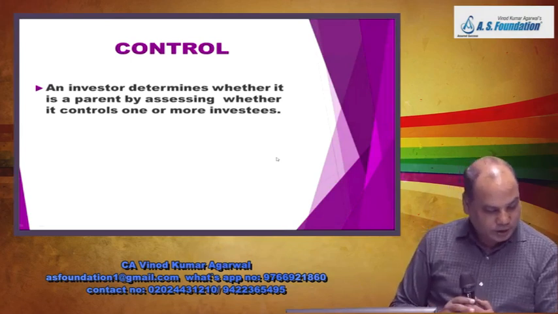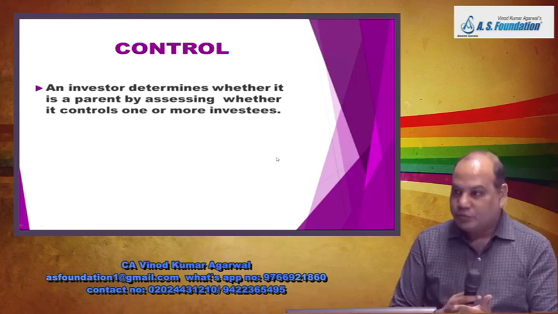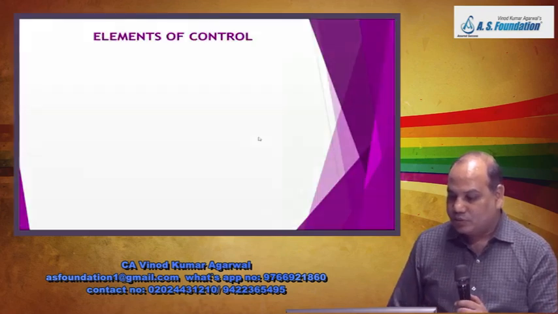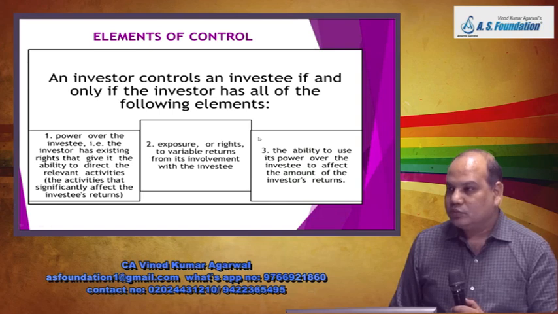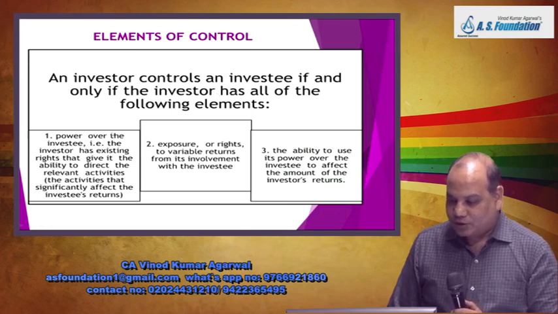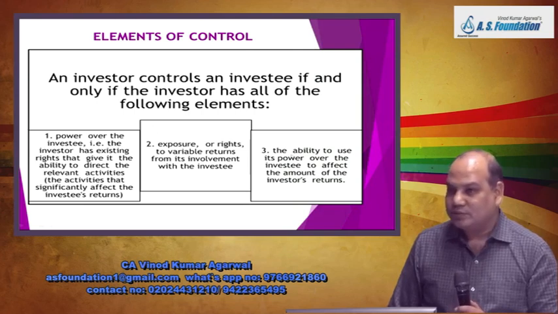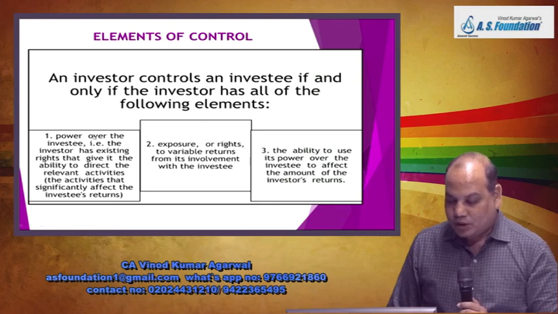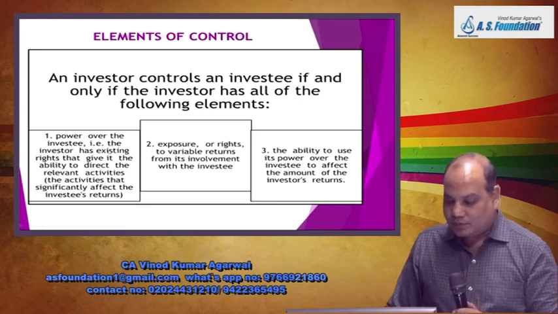What is control? Next, paragraph 9, control. Control means an investor determines whether it is a parent by assessing whether it controls one or more investees. So to check whether you have control or not, check the following three elements of control. And if all the three elements are present, then you have control, and then the standard is applicable. First is, you should have power over the investee. How do I check the power? Whether I have power over the investee, do I have the existing right?